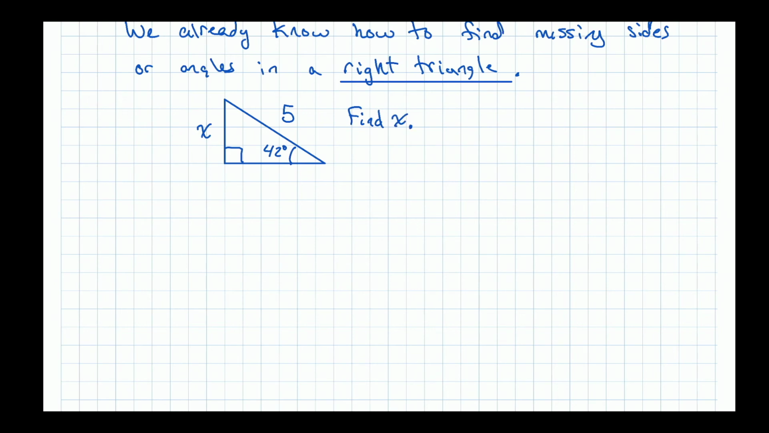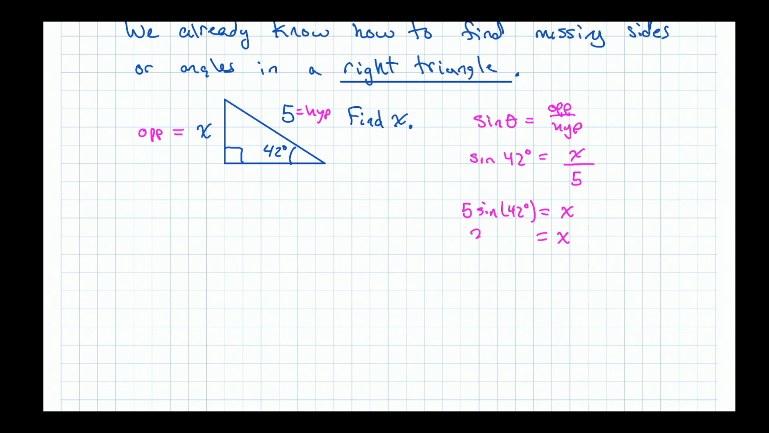What you would do is say, well, this right here is the opposite side to that 42. This right here is the hypotenuse. We know that the sine of an angle is the opposite side over the hypotenuse, which says that the sine of 42 degrees is opposite, which is x, over hypotenuse, which is 5. And then that tells you that x is 5 times the sine of 42 degrees. If you punch that into your calculator, you get the answer, right? So I type 5 times sine 42, and it tells me 3.35. Okay, and that's the kind of thing that you're used to doing.